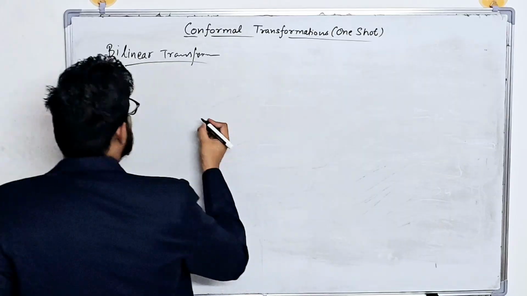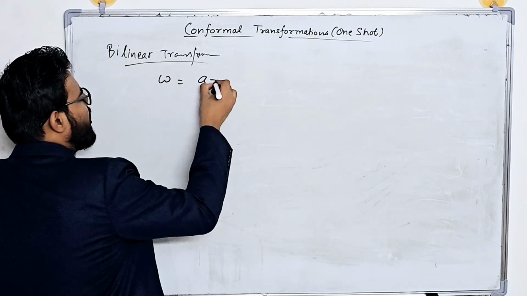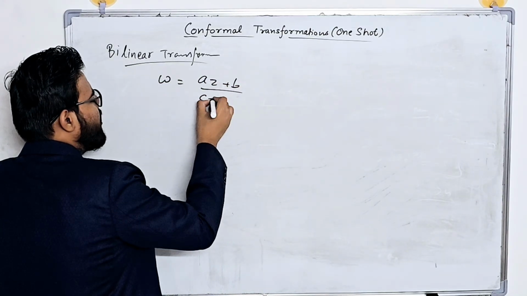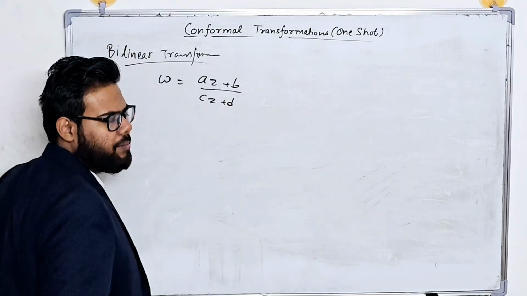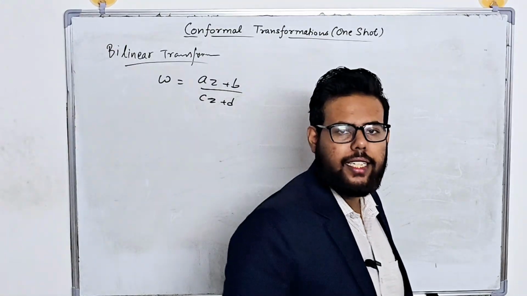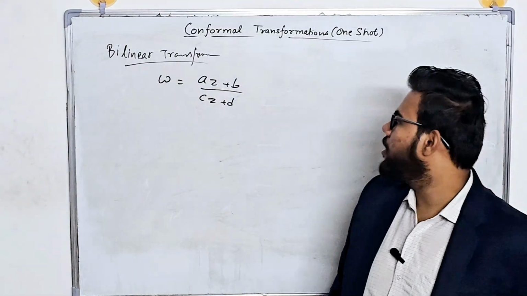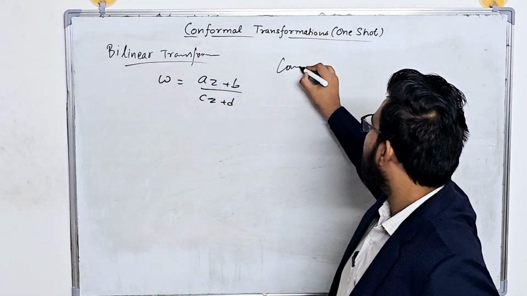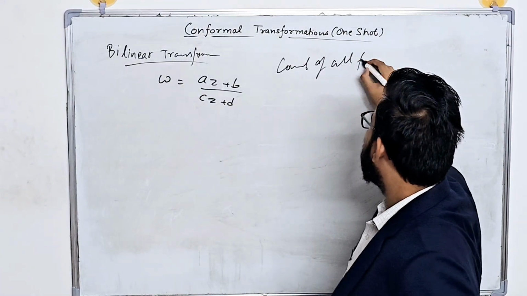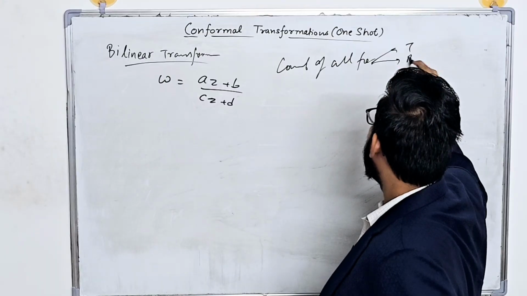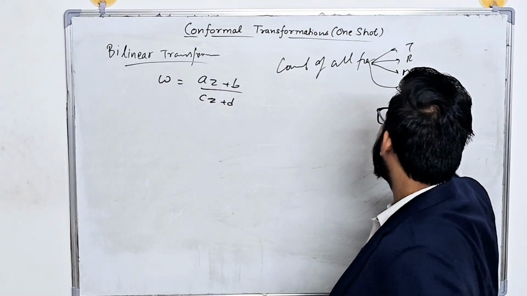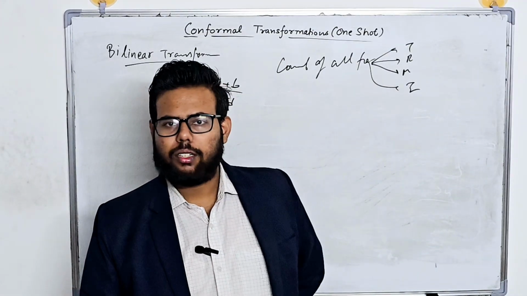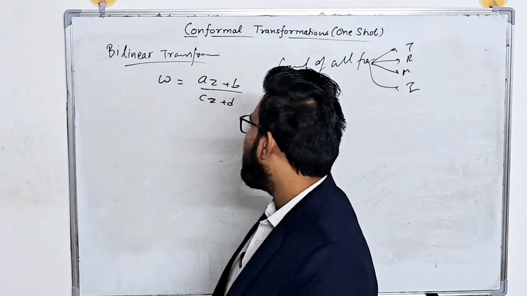A transformation which is of the form az plus b divided by cz plus d is a combination of all four: translation, rotation, magnification and inversion. Hence it is called bilinear.